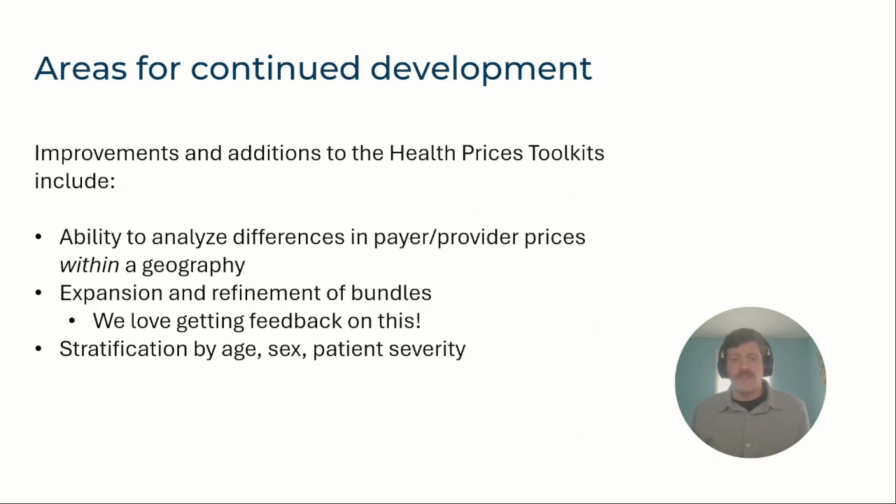So moving forward into the future of health prices toolkits, we're continuing to add enhancements and features to try to improve functionality and give people more options with this tool. Right now, one thing we're excited about working on is maybe adding in the ability to do provider level comparisons within a geography so that you can see which providers are more or less expensive. We're also always interested in adding new or updated bundles as new types of care become of interest to patients and policymakers. And in the longer term, we'd be interested in adding some stratifications by age, sex, and patient complexity, since those are obviously factors that can affect the service intensity and the price of bundles.